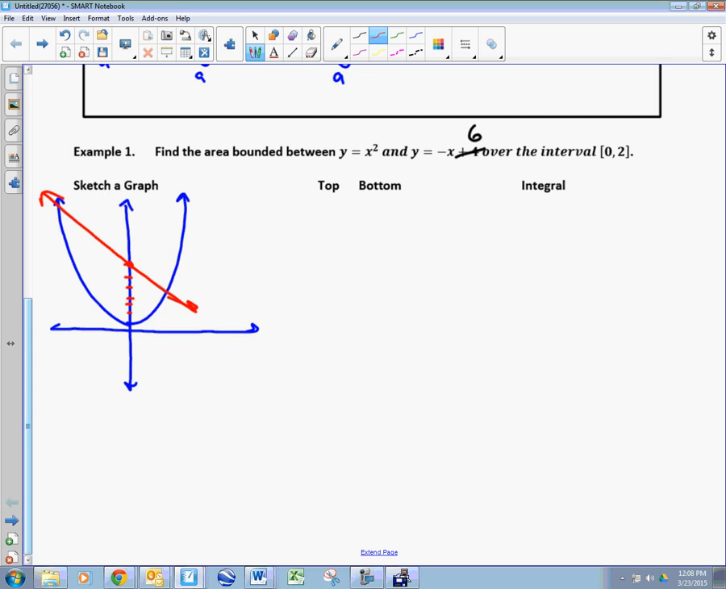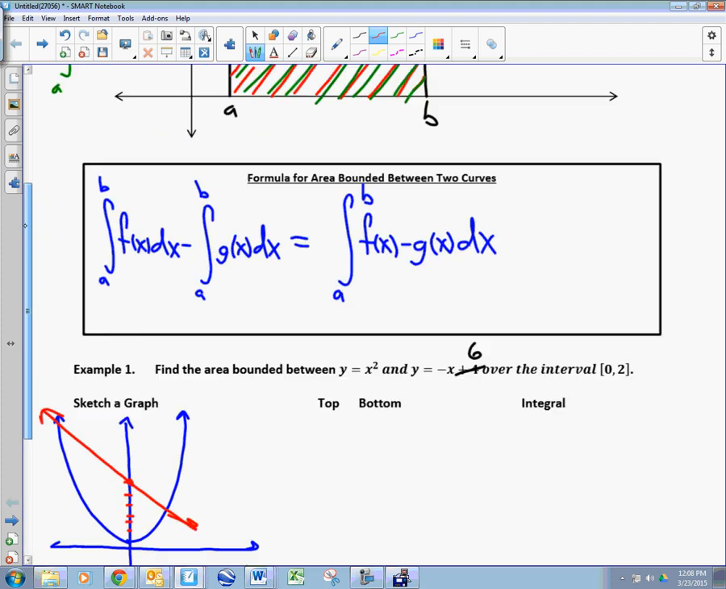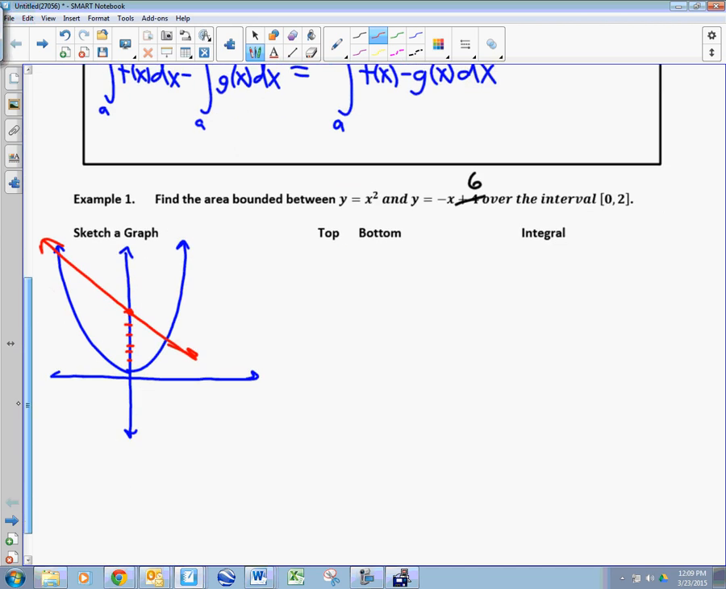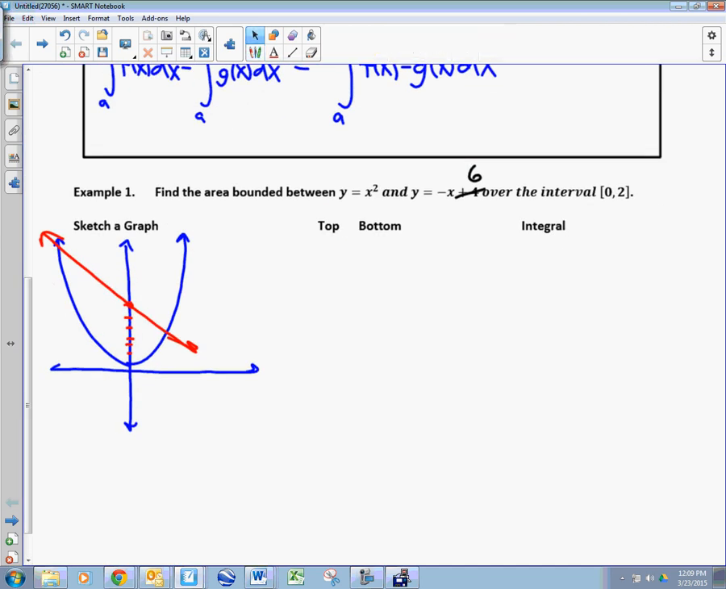I really need to verify where those intersection points are. It's so important that in our formula for the area bounded between two curves, we identify the top function minus the bottom function. As you can see here, if I put my black marker right here, what's the top function there? The line or the parabola? The line. If I put my black marker there, what's the top function? Parabola. So depending on where you are, the top function and bottom function can change.